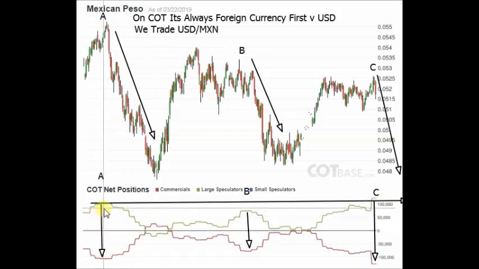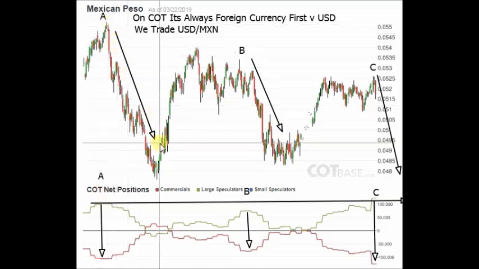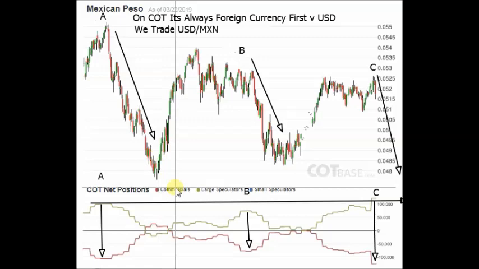Now, if we look at trade setup A, you can see the speculators very long the peso and short the USD. Commercials short the MXN and long the USD. Big divergence. We peak out and we see a nice move to the downside, okay? B, it's a smaller divergence, but again, it goes in favor of the commercials.